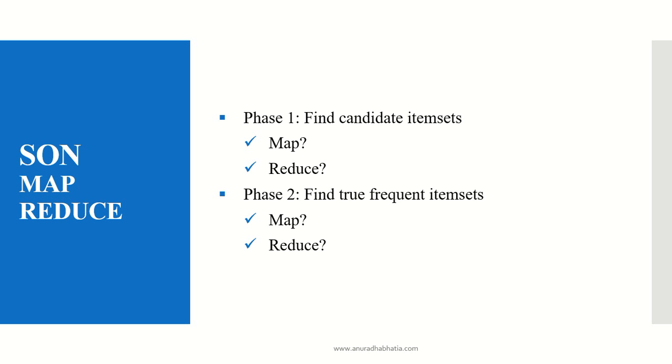Now what is phase 1 of the MapReduce for SON? First, it will find the candidate items, that is how we actually find them, and second, we find the true frequent item sets. The most important part of SON is that it reduces the false negatives. So what do you mean by false negative? That we will see. That is, I have to find out how many true item sets are present and frequent, and how the MapReduce actually works on it.